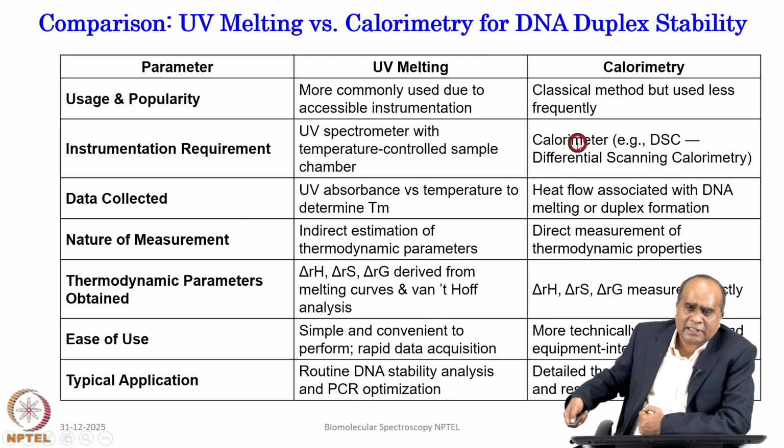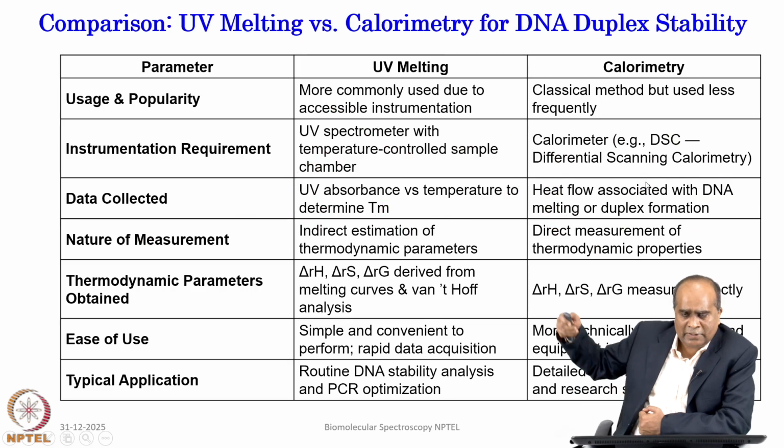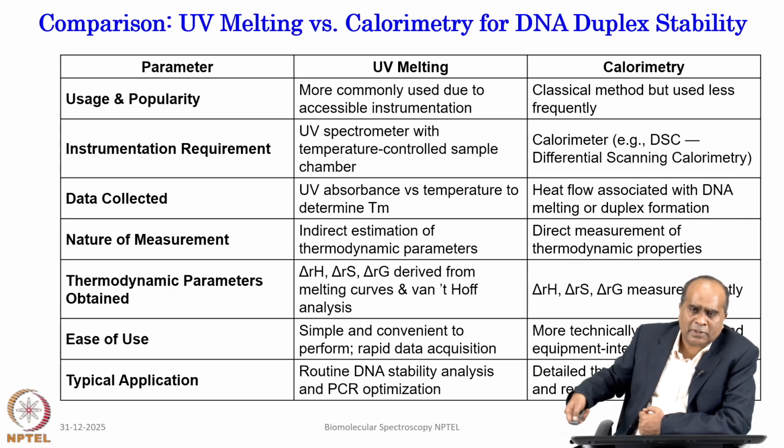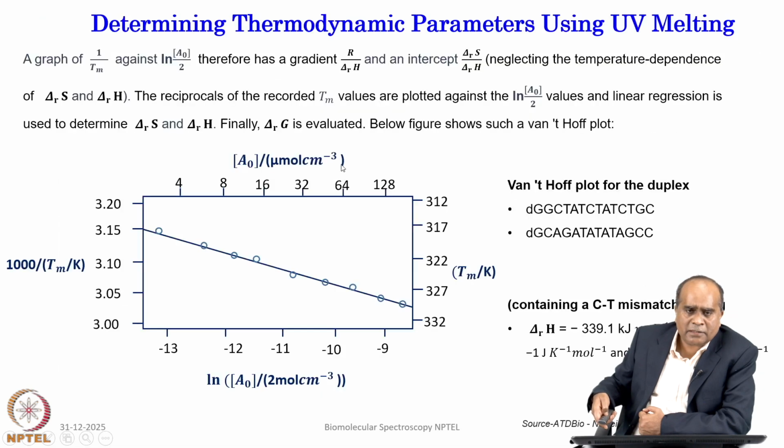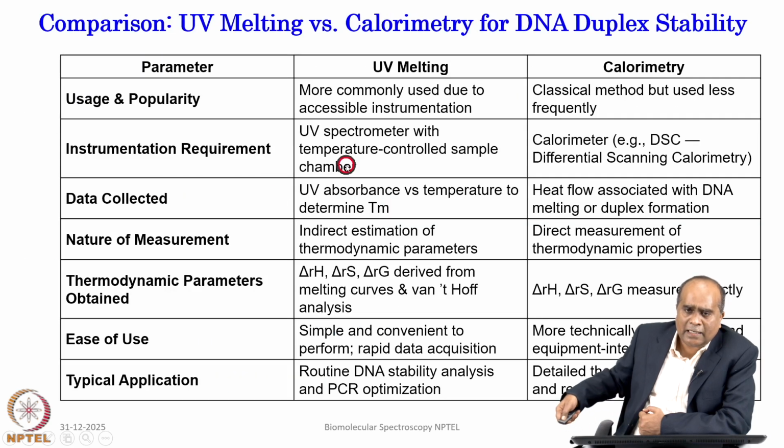Now, in calorimetry you measure the heat flow associated with DNA melting or duplex formation. When it is melting or it is coming back, you can measure it in calorimetry. Now, UV is an indirect estimation of thermodynamic parameters, as we plotted absorbance and Tm. In calorimetry, you can directly measure all the parameters, a direct measurement of thermodynamic parameters.